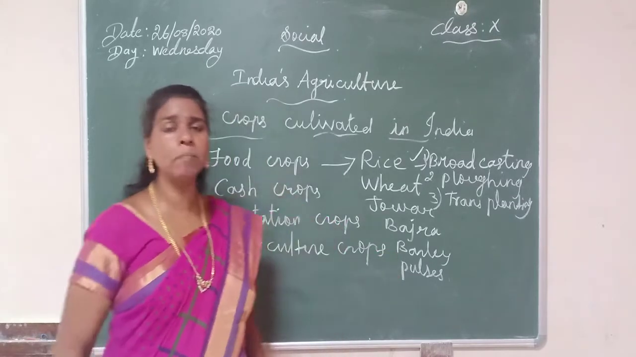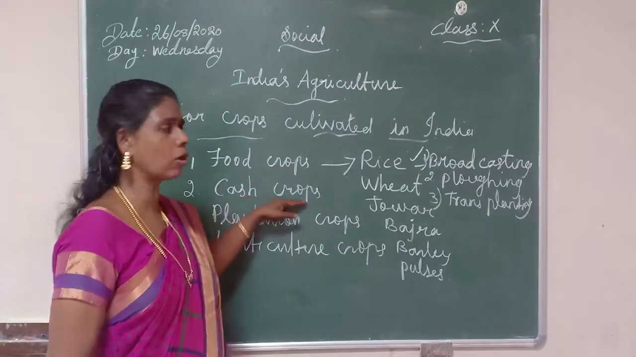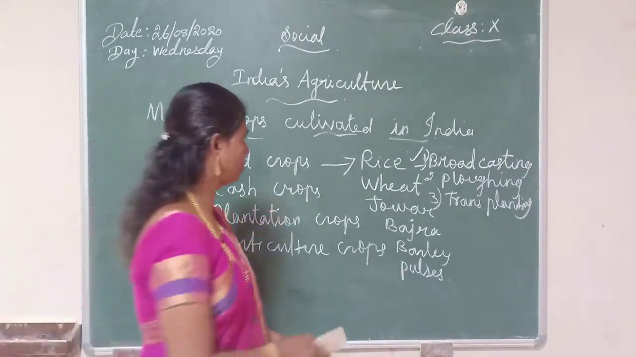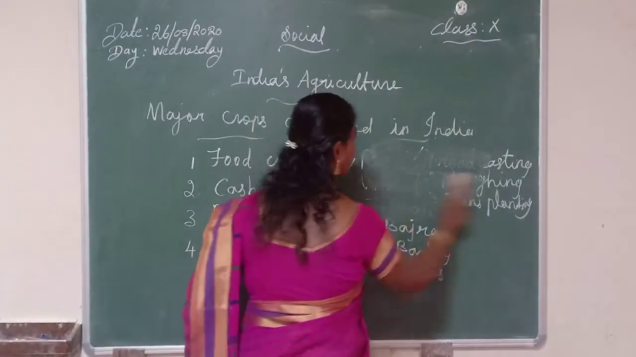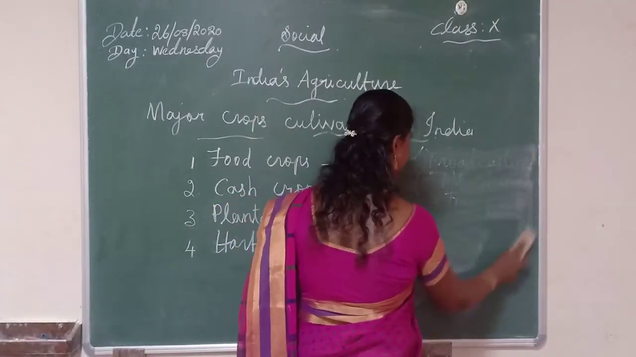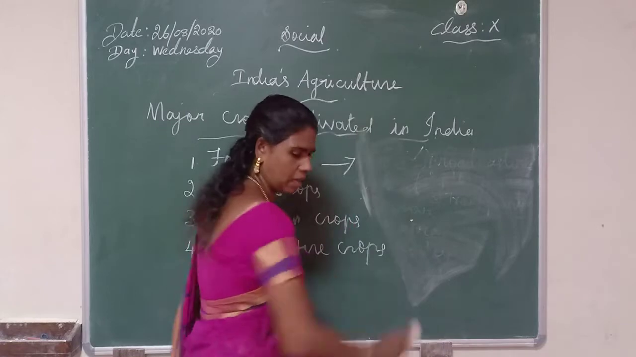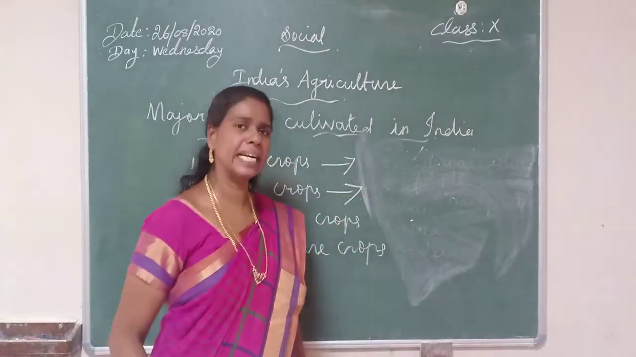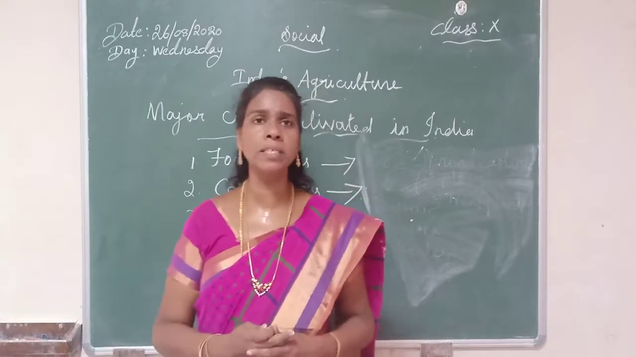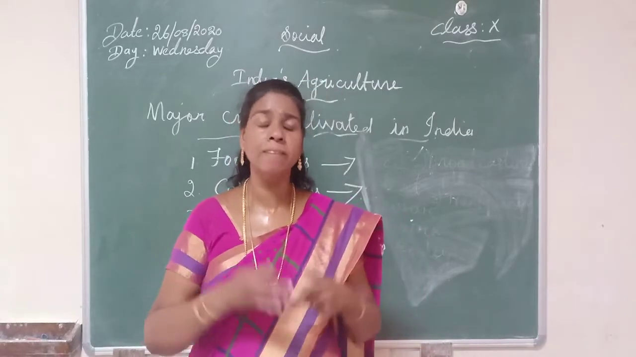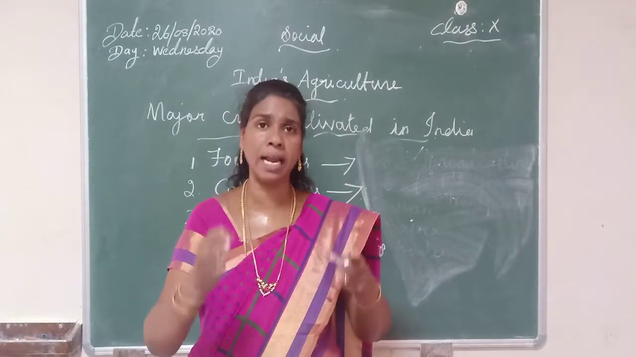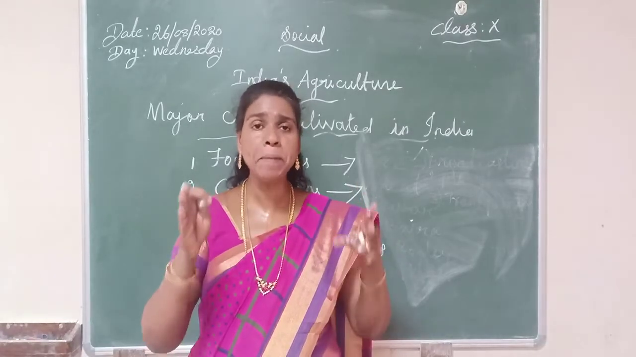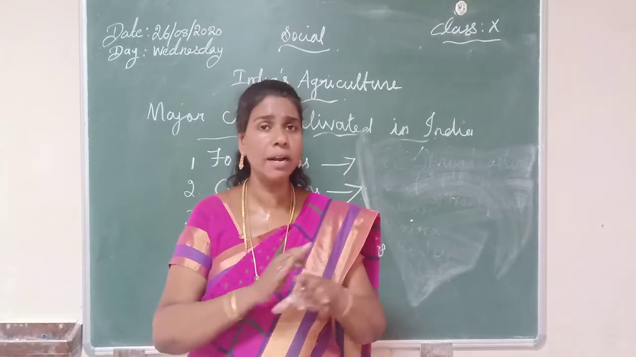The second important category is cash crops. Now I am going to explain cash crops. What are cash crops? It is a type of plant that people grow to sell, not to eat.